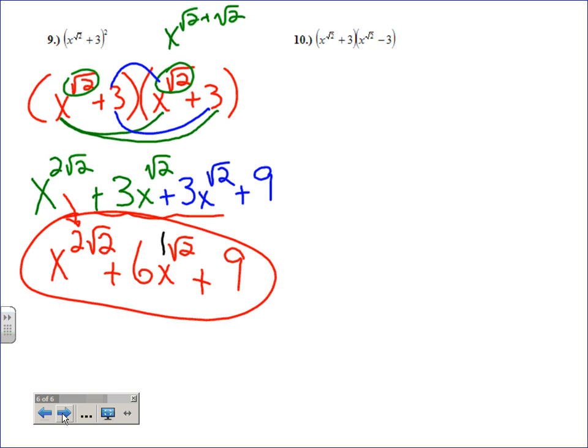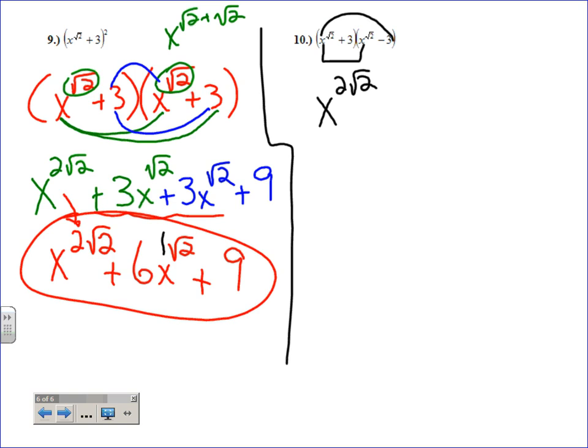Now, based on your knowledge of difference of two squares, should this FOILing be easier or harder? Why? The two middle terms better. Yeah, the O and I of FOIL better cancel if I did it right. Well, didn't we just do that? What do we get over here? We got x to the 2 square root of 2, right? Minus 3 of those. Plus 3 of those.